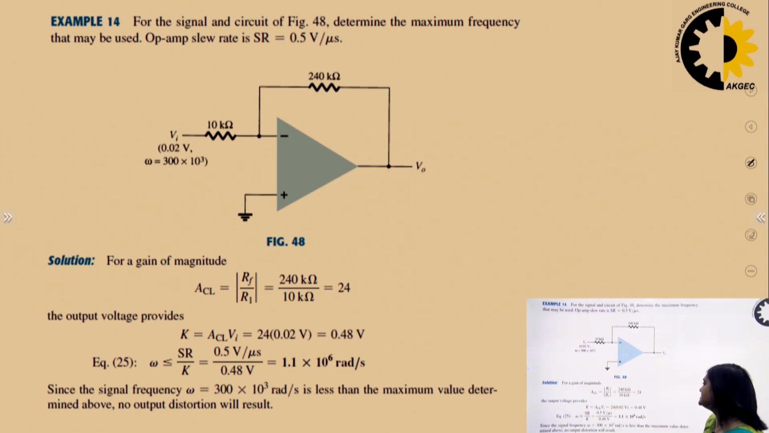Here we have found the value of minus Rf upon R1, mod 24. So 24 will become our Vm, and this 0.48 will become Vm.